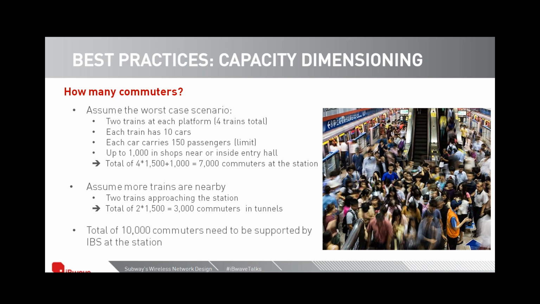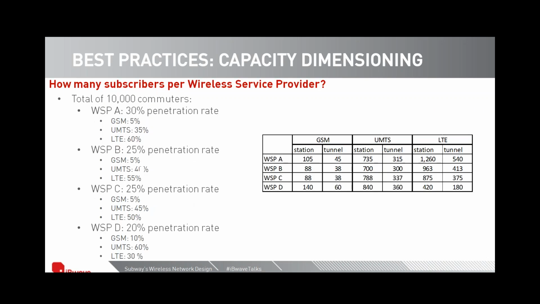Also, don't forget there are people in the shops at the entry hall, so we are counting them as well and taking them into account. There is a total of 7,000 commuters at the station. We also have to assume that there are trains coming, and we are assuming that 2 trains are approaching the station. There are another 3,000 commuters in tunnels. So a total of 10,000 commuters need to be supported by this IBS that we are trying to dimension.